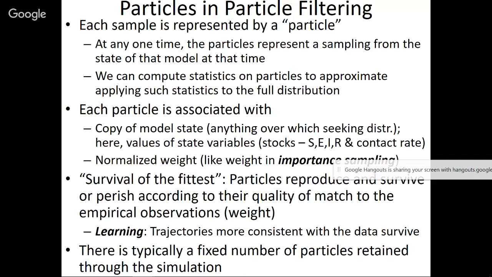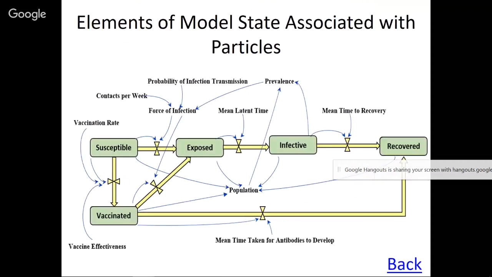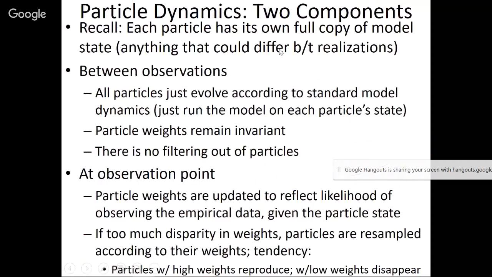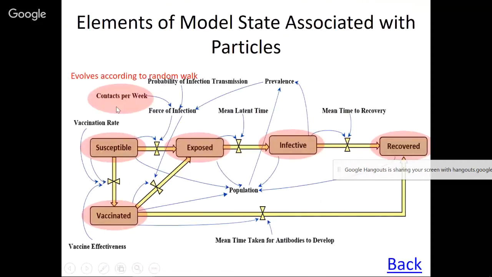And we typically have a fixed number of particles. So we might have 1,000 particles, for example, that are maintained, or 10,000 particles. So each of these would be associated with a particle. And we might have some parameters which are additionally associated with model state. They evolve dynamically over time, say according to a random walk.